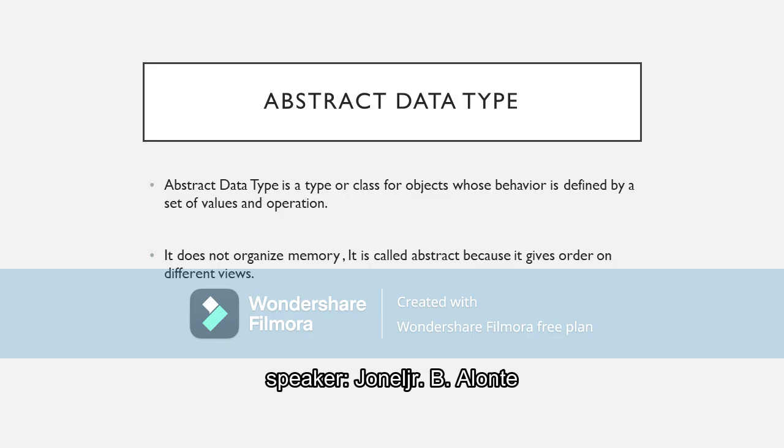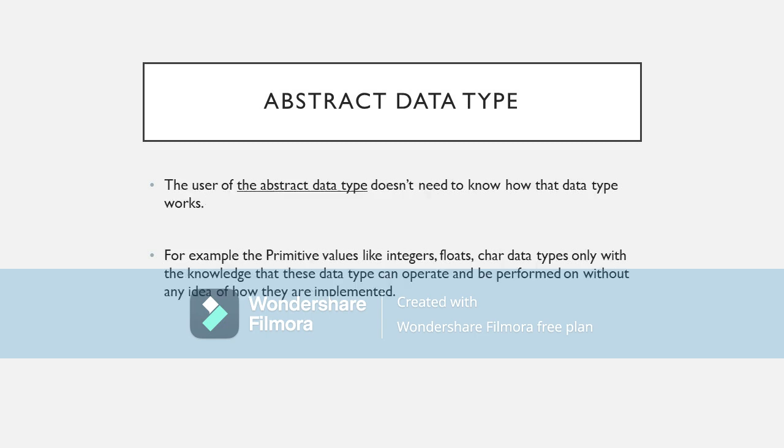Abstract data type. An abstract data type, or class, is an object whose behavior is defined by a set of values and operations. It does not organize memory. It's called abstract because it gives different views. The user of the abstract data type does not need to know how that data type works.